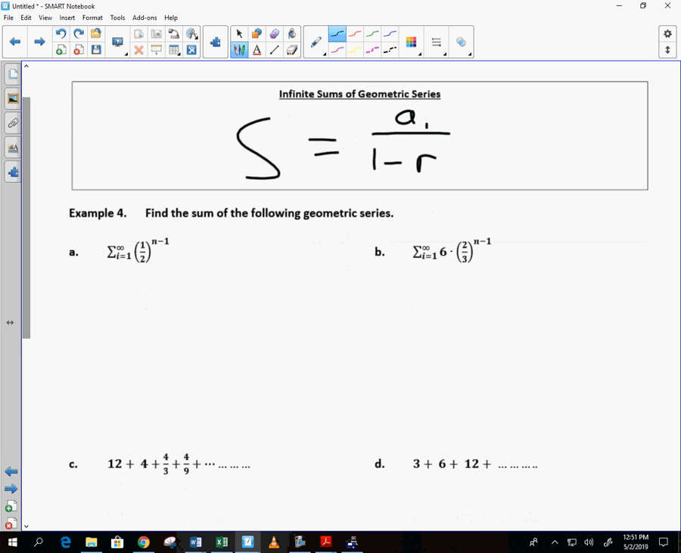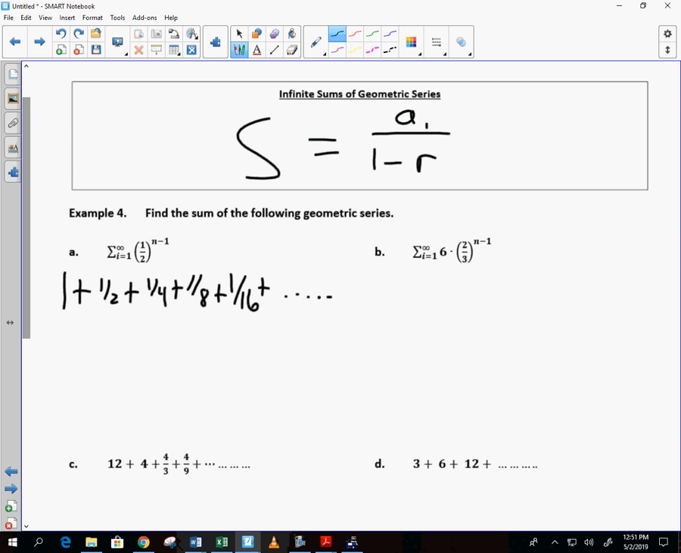Look at this one here. You plug in 1. What's 1/2? 1/2 to the 0 is 1. Then I plug in 2. 1/2 to the 1 is. Then I plug in 3. 1/2 squared is. Everybody agree that's what we get?